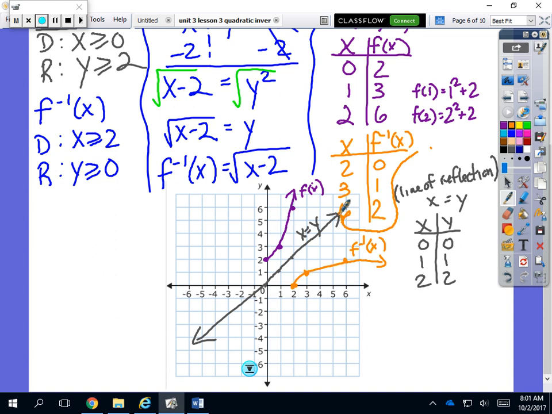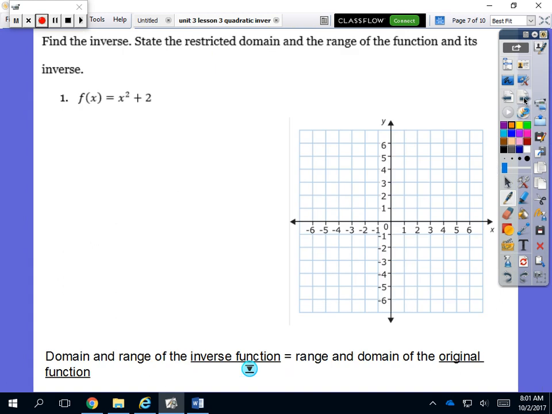I'm sorry, it's all so close together, but there's your graph of the function, its inverse, and the line of reflection. So now I'm going to have you try one.